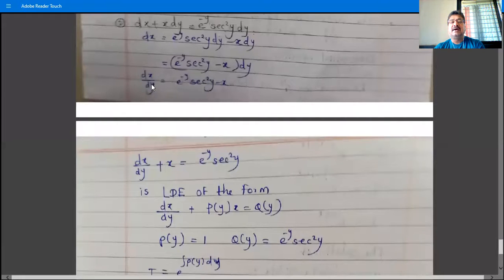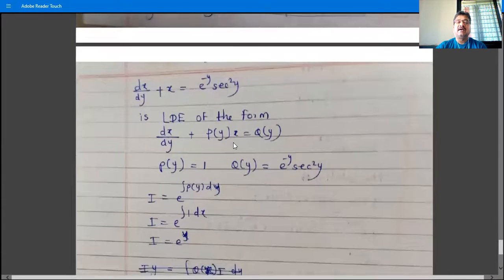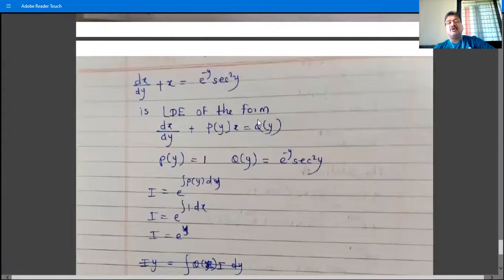So dx is equal to, shift this quantity to the RHS, x dy. Take dy common, and take then dx, shift this dy to the LHS. So dx by dy is equal to e raised to minus y sec square y minus x, and so dx by dy, shift this minus x to the LHS. So plus x equals e raised to minus y sec square y, and it is a linear differential equation of the form dx by dy plus P(y)x equals Q(y). What is P(y)? P(y) is 1, into x is equal to Q(y). Q(y) is this.